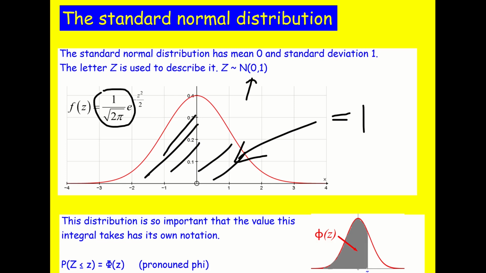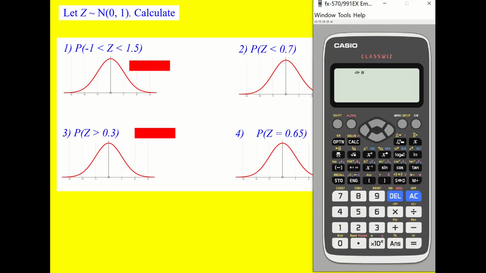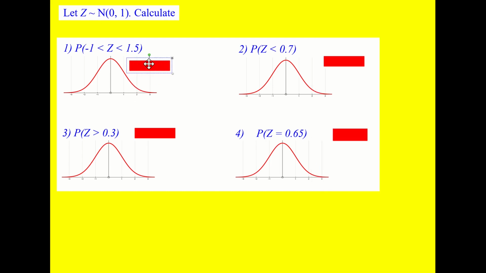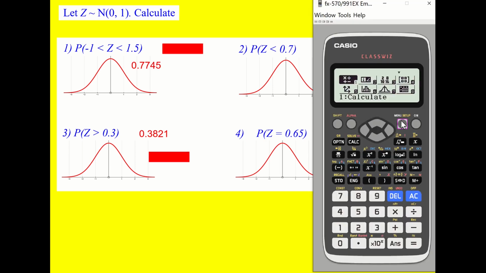Okay, let's start by just recapping. Pause the video and see if you can deal with these 4 questions. So we've got the standard normal distribution, and we are using our normal CD button. I'm just going to show you the answers, because if you got them right, you can move on if you're happy with that. Otherwise, I'm going to talk through it.